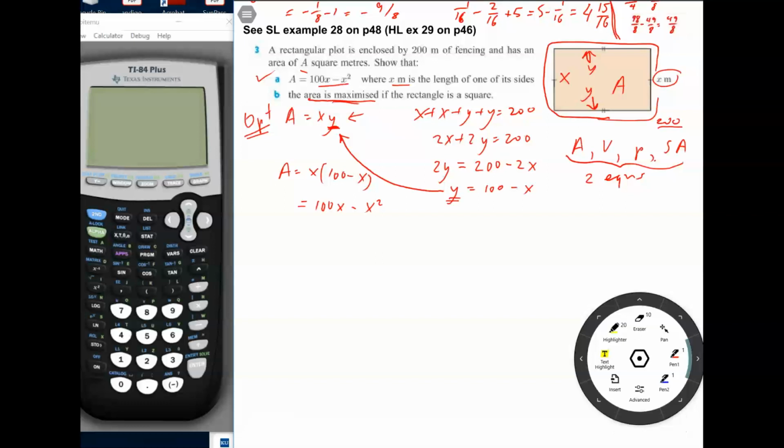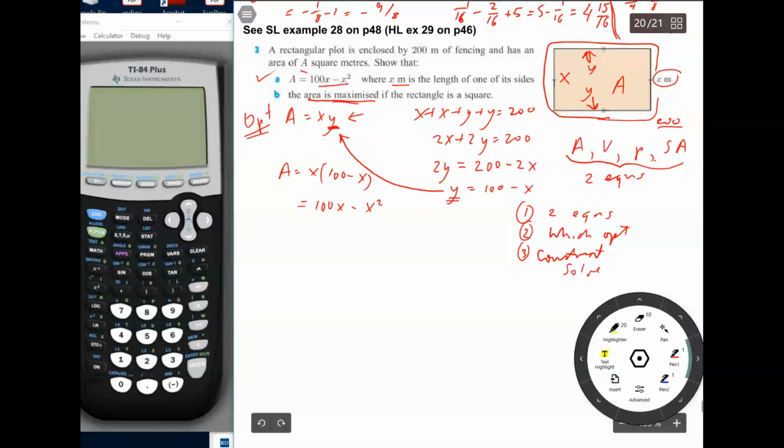Do you see? So, first thing you do, write two equations. Second thing you do, you figure out which is the optimization equation. Then you take the constraint equation, and then you solve for y. And then you substitute y into the optimization equation.